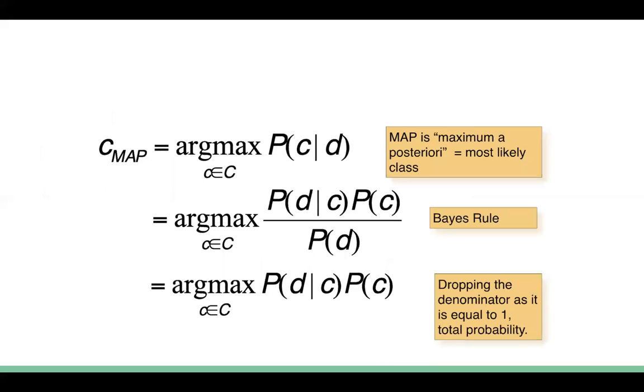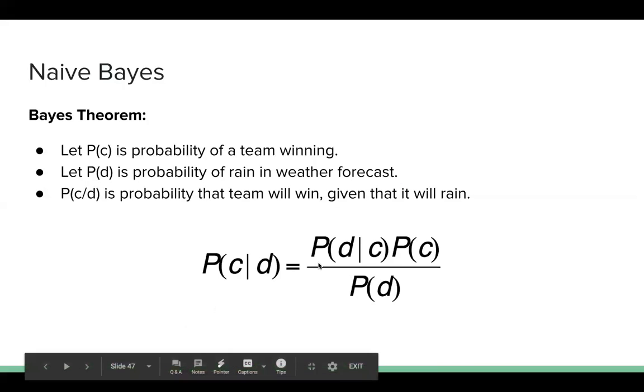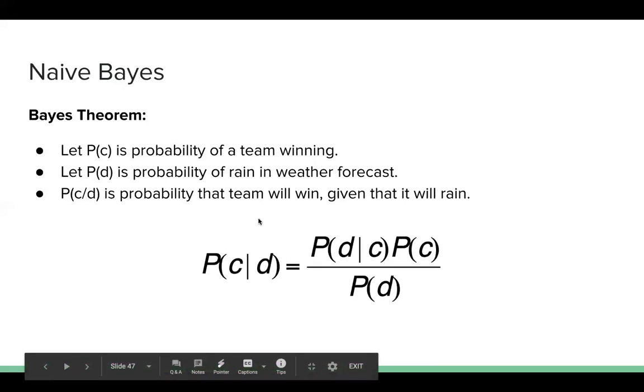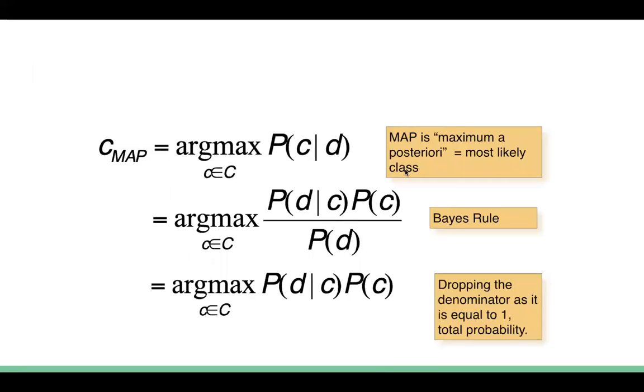Now, what is our objective function? We would like to have the maximum posterior probability, because I'm trying to calculate a probability here. Probability varies between 0 and 1, so the higher the probability, the higher the chances that the team will win given that it is raining. So we would like to maximize this. That is our objective in Bayes theorem: we want to maximize the posterior probability.